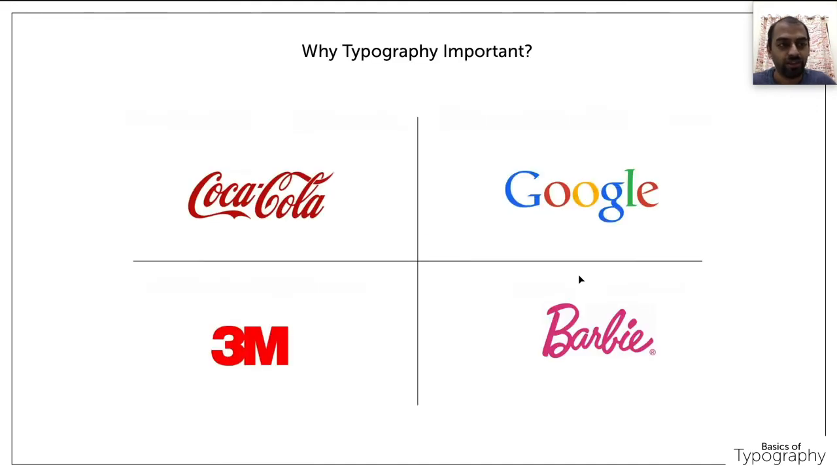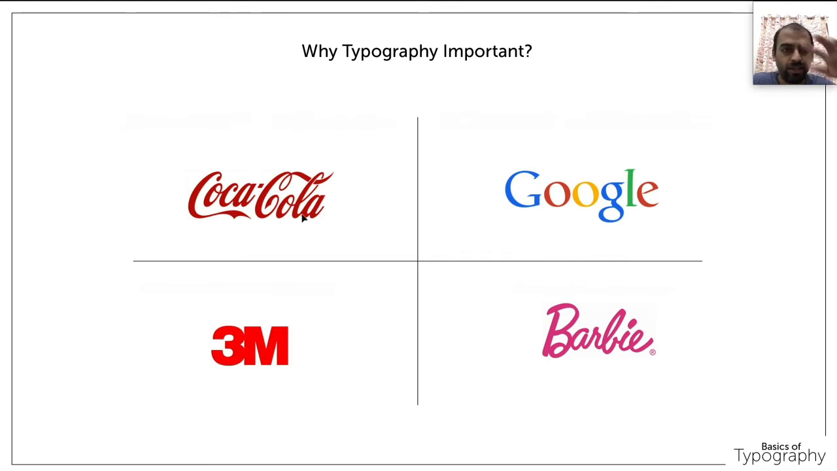Coming to the third point, the most important point, and this is the main reason why typography still stands as a unique factor in design. Okay, Coca-Cola, Google, 3M, Barbie. So these were the famous brand logos, right? But if you look in depth into each and every logo, what is this?